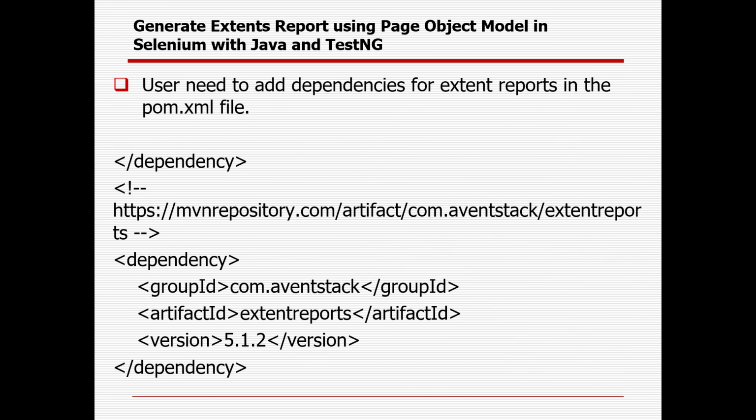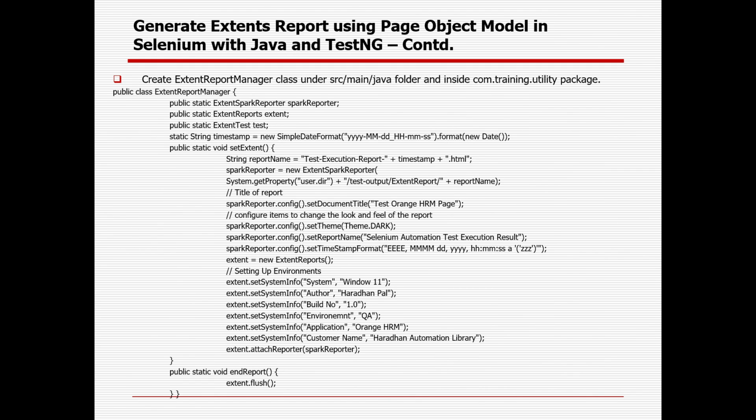Okay, so what are the different files we need to follow? First you need to add these Maven dependencies, right, in your pom.xml file. After that, you need to create an Extent report manager class where you implement the ExtentSparkReporter object with the path where the report will be generated.